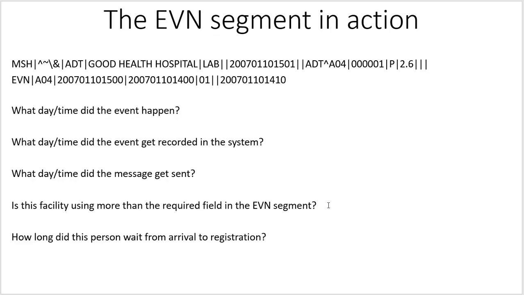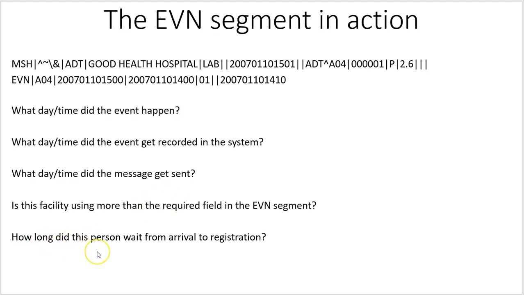Is this facility using more than the required field in the event segment? What do you think? Yes! Remember, the only required field in the EVN segment is EVN2. The only thing you need to have is EVN and EVN2. All of the rest of these could be blank. So yes, they're using a bunch more fields than what is required in an EVN segment.